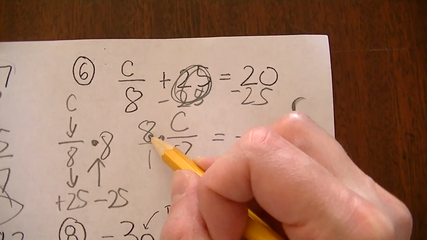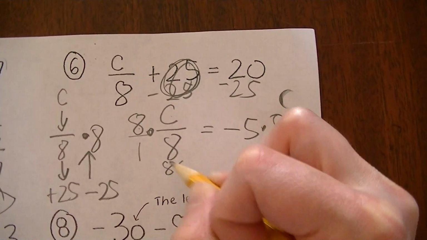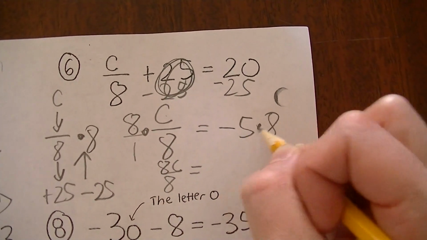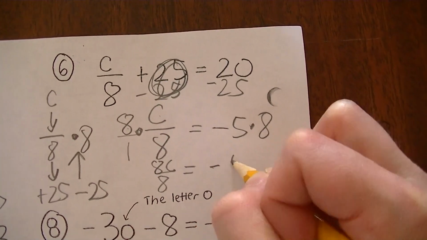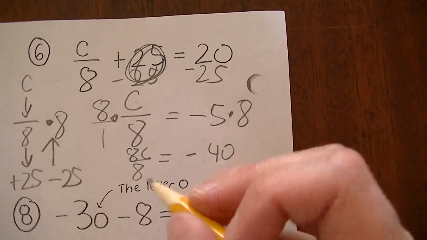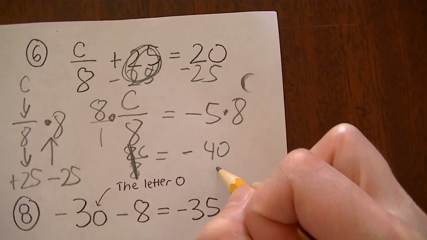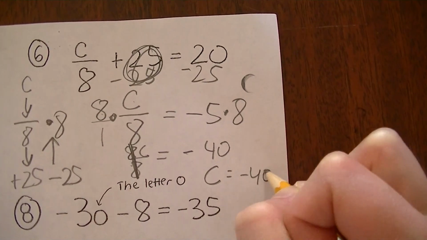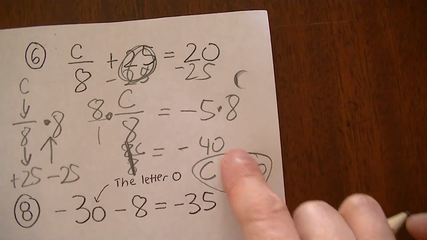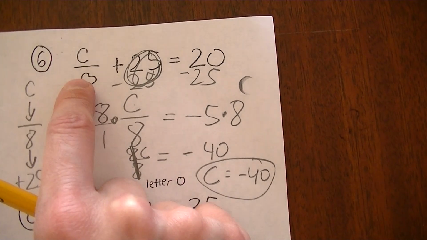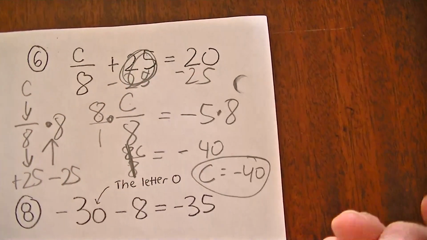Okay, so 8 times C is 8C. 1 times 8 is 8. -5 times a positive 8 is going to be a -40. Well look right here, we have 8 divided by 8 is 1, so we're left with C equals -40. Substitute it up there. -40 divided by 8 is -5. -5 plus 25 is 20. So that's right.